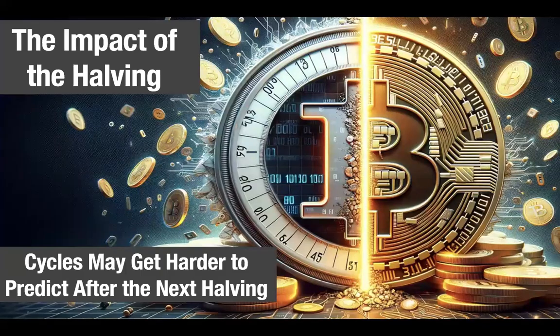So when we talk about this and we inject into it the impact of the halving, cycles may get harder to predict after the next halving, right? Bull and bear markets are going to keep happening. That's inevitable, but they may not be as easy to predict after the next one, because the rules of the game are likely to change.